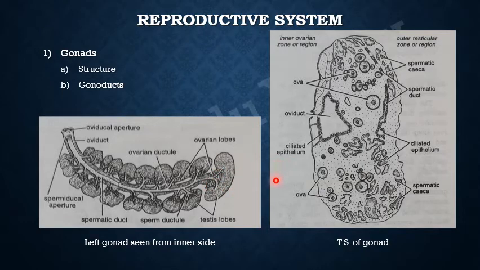So first let's do the structure of gonad. Each adult gonad is an elongated, lobulated and hermaphrodite gland measuring 3 to 4 centimeter long, 1 centimeter wide and 2 to 3 millimeter thick. There are 10 to 25 distinct oval or rounded lobes arranged in two rows, one on either side of central axis. These are the lobes. They are from 10 to 25.